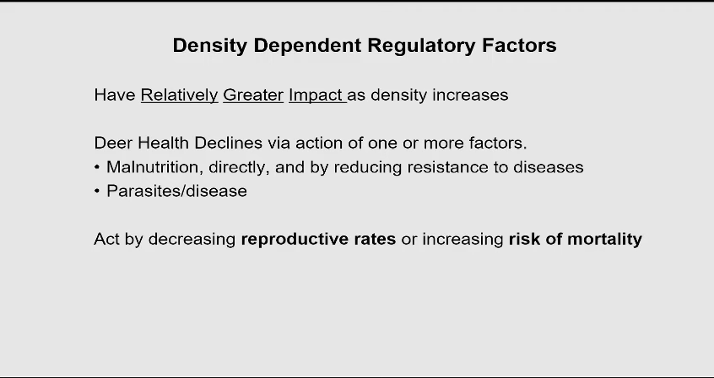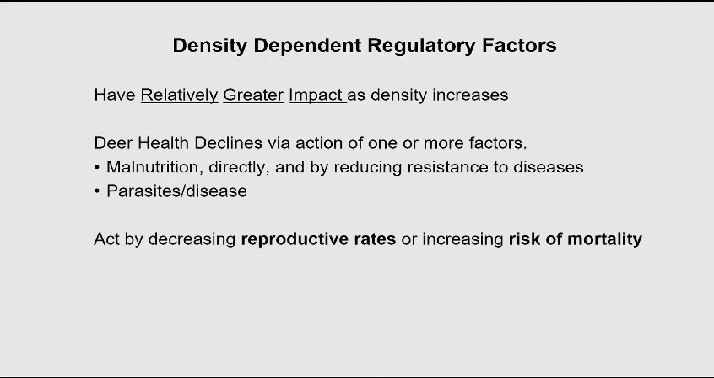Malnutrition also reduces the resistance to diseases. And so an animal that is malnourished is also more susceptible to diseases and parasites. And because there are more deer around due to the greater density, there's a greater opportunity that the diseases will be spread from one animal to another. So this malnutrition and disease combine to decline the health of a deer population.